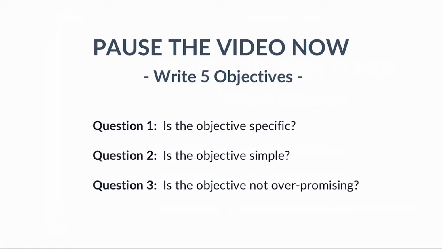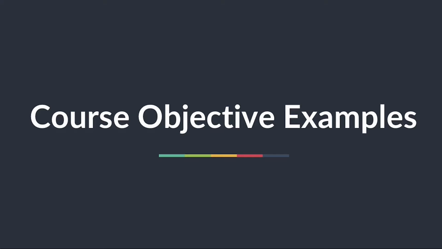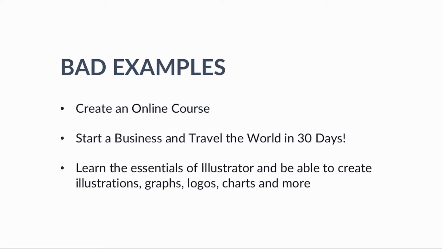And to help you write these course objectives, use the 3 questions below from my 3-gate test. We're going to look at some good and bad examples of different course objectives. And we're going to start out by taking a look at some bad examples. And the first one is create an online course.